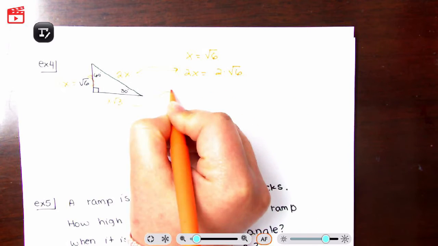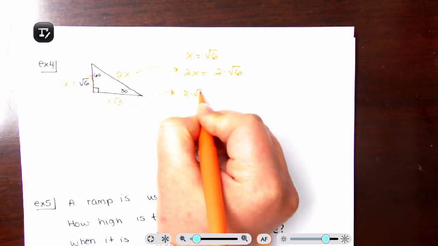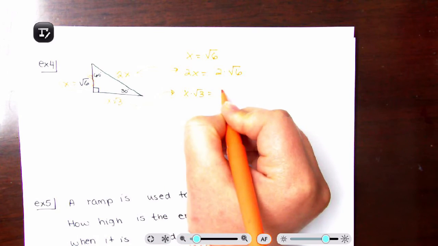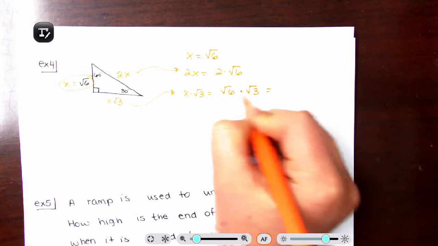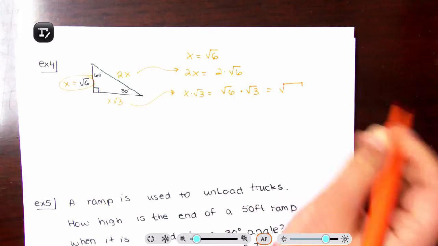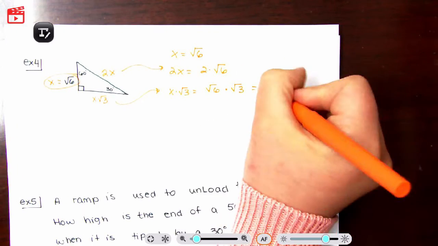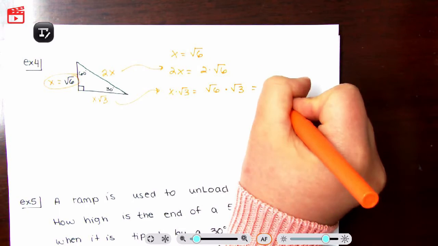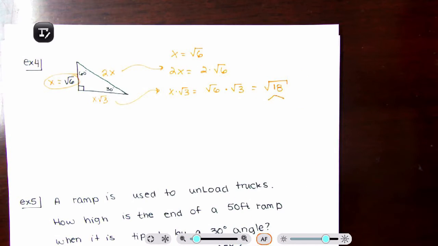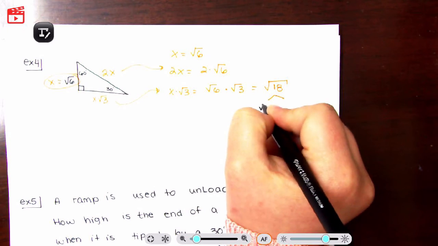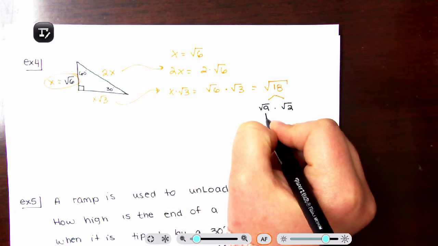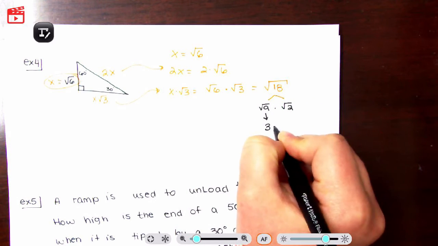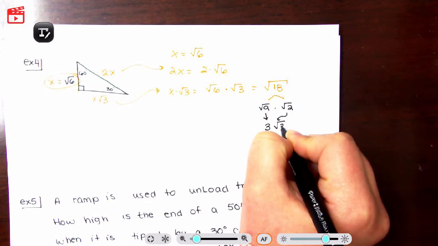And your long leg is x times root 3, which means root 6 times root 3. We can multiply both inside because they are both inside the house, 18, and then we can simplify this. This is one of those times where, yes, you can simplify it, because I know that the square root of 9 times the square root of 2 is 18, and we know the square root of 9 is 3. We bring over that root 2.